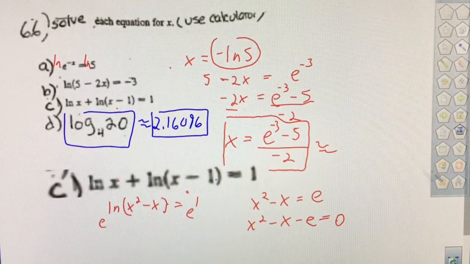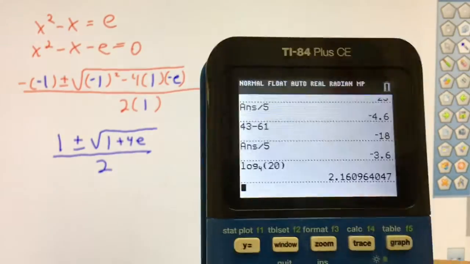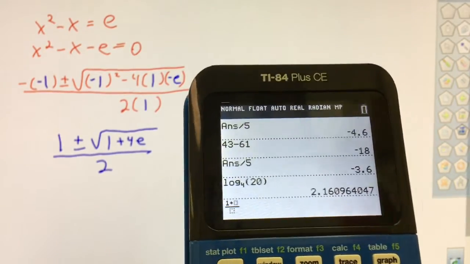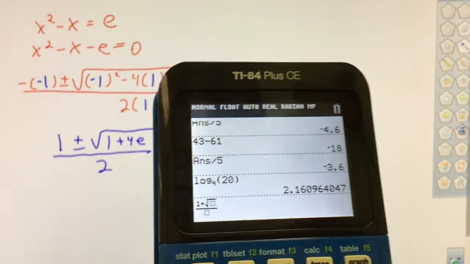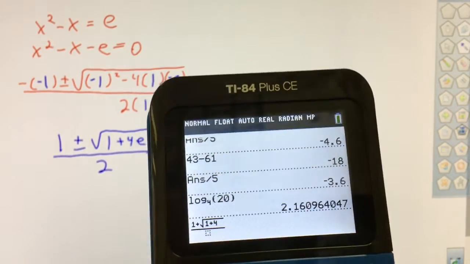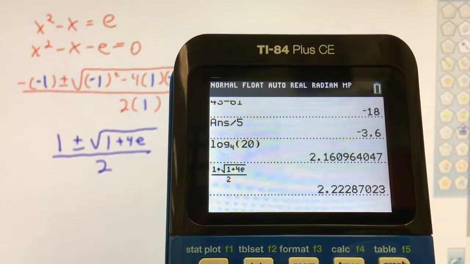Approximately. I can type that one in also. You're going to hit alpha y equals to get the fraction. And I'm going to do 1 plus square root 1 plus 4. And there is an E button on here. All over 2. And that'll generate a decimal, 2.228.